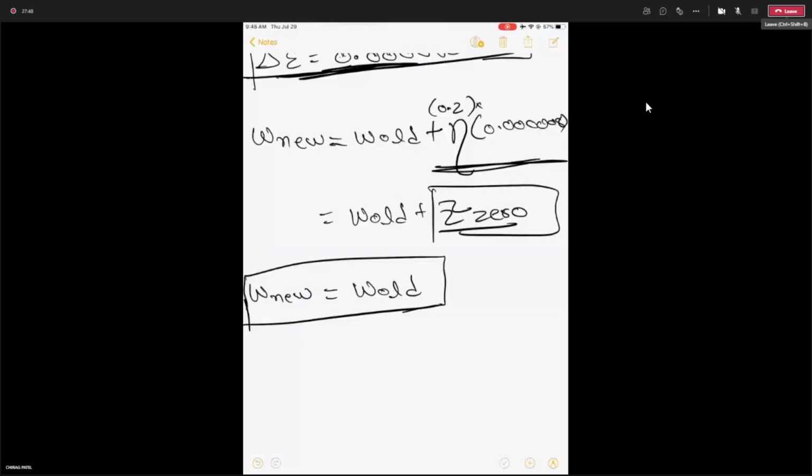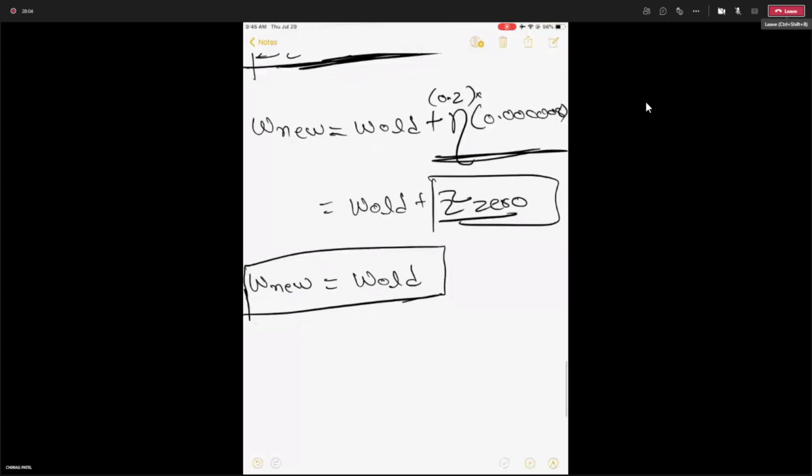When your W is not changing, it means your separating boundary is not changing. It means there is no change in the separating boundary, which means there is no change in your performance. Please make a clear statement over here.